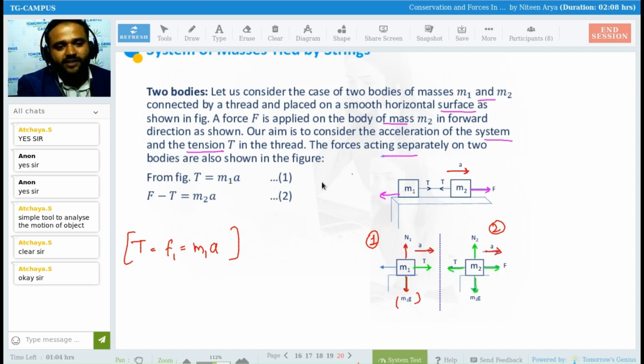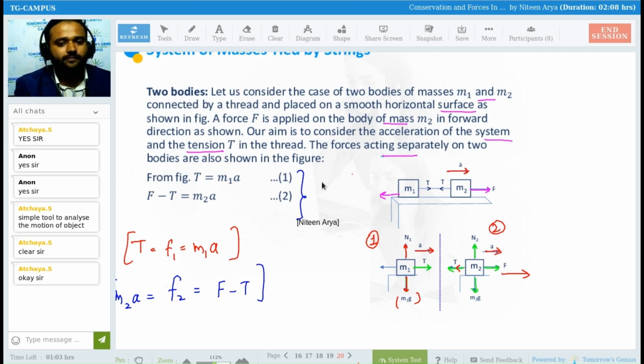But on the second mass, there is a force F applied on this side, and there is a tension applied on this side. So the force F2 on mass m2 is the total force minus the tension force. Clear enough? Where the tension force is m1a, and this particular force F2 is m2a. So we write it down in these two equations.